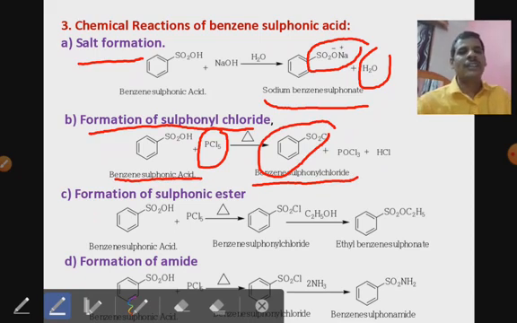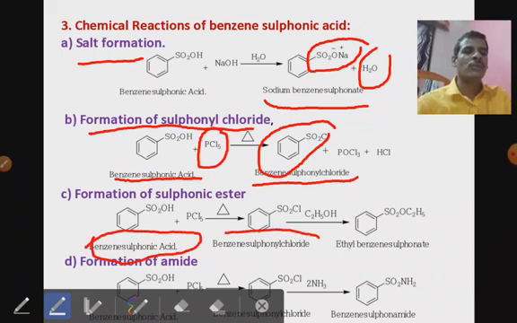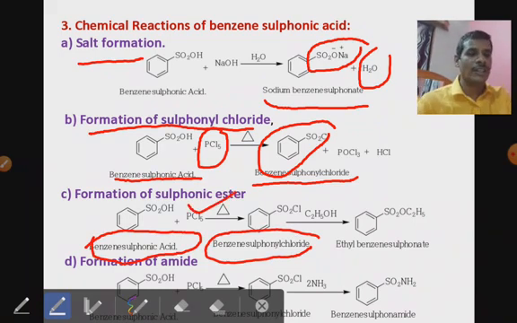Again, there is the ester formation reaction. We know that any carboxylic acid reacts with alcohol and ester formation takes place. But here, direct reaction of benzene sulfonic acid with ethanol for ester formation is impossible. Here, benzene sulfonic acid is first converted into benzene sulfonyl chloride by using phosphorus pentachloride as a chlorinating reagent.